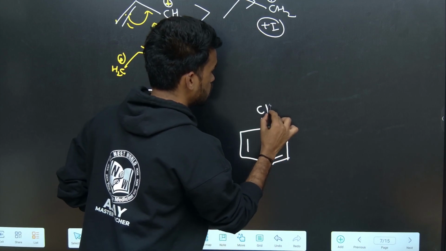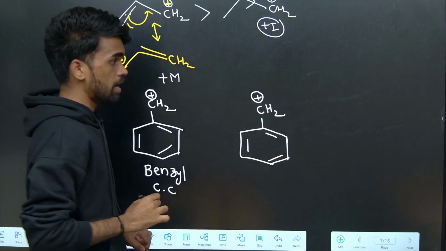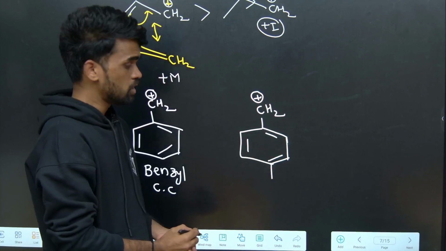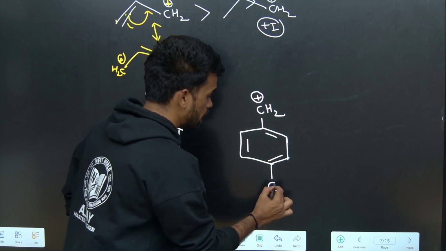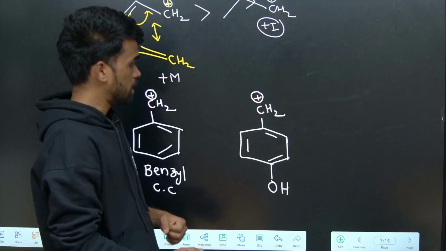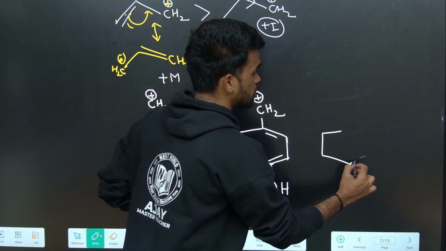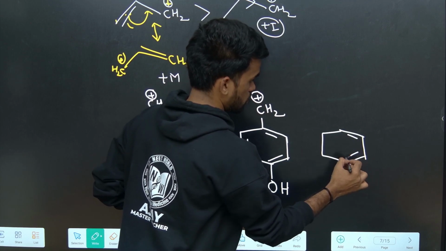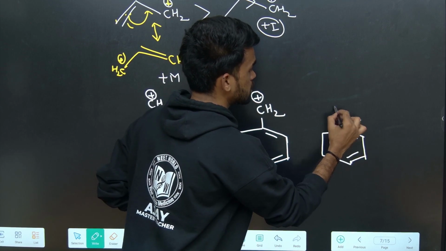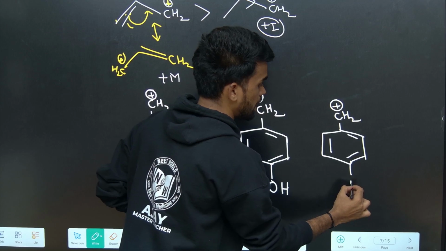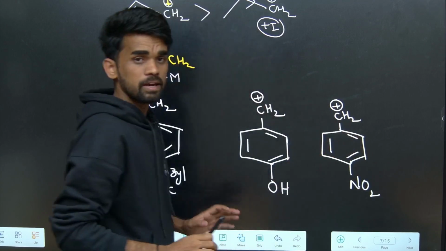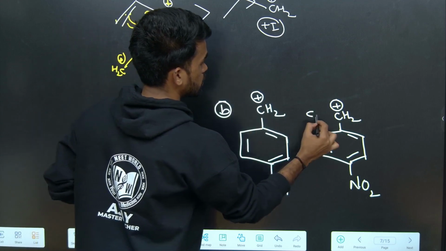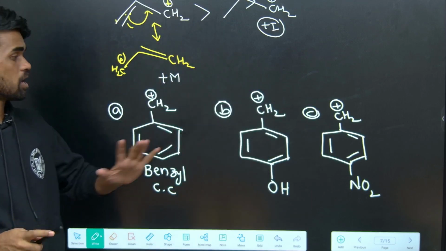Next, you can take this carbocation also and write a positive charge over here, and let us insert one group at the para position. So let us say we are inserting an OH group here. Now one more thing you can take here is CH2 plus, and here just insert one nitro group. Now we need to decide the stability of these three things. Which is the more stable carbocation here?